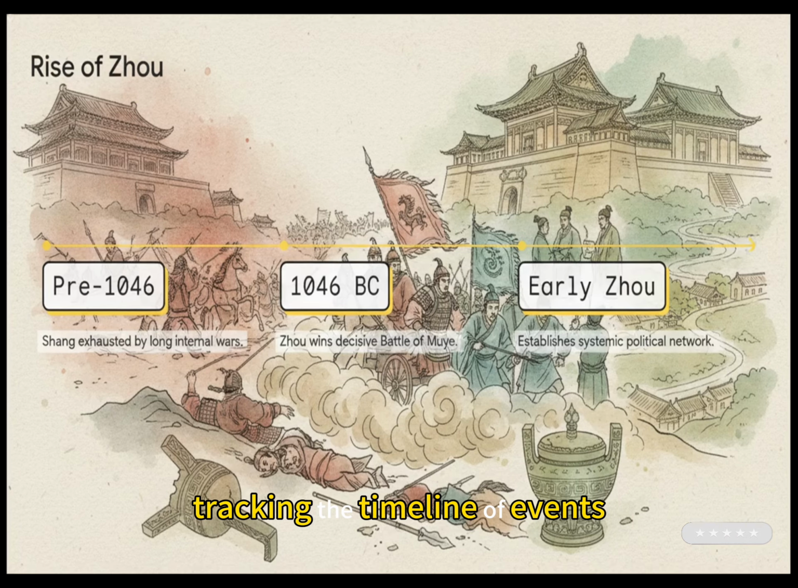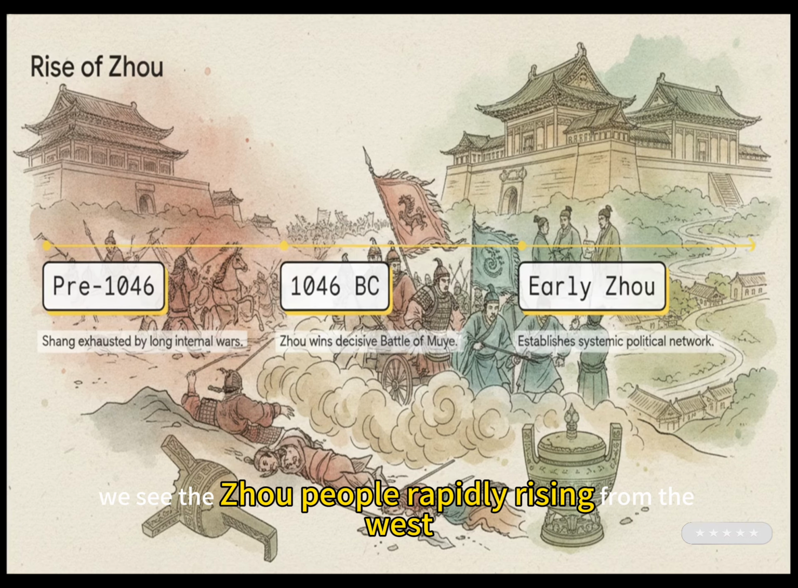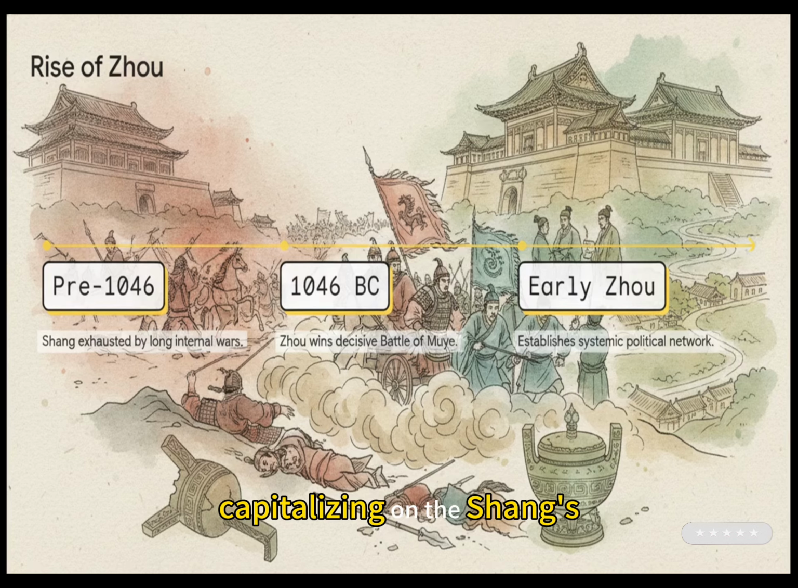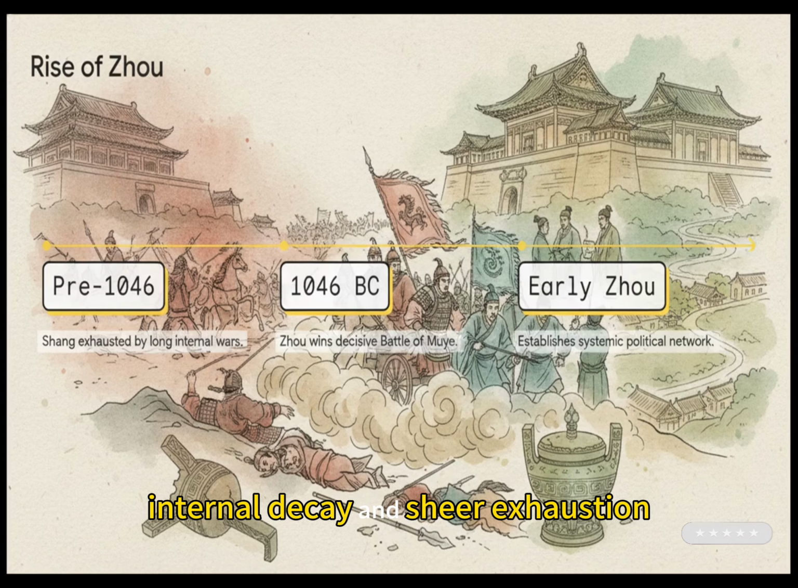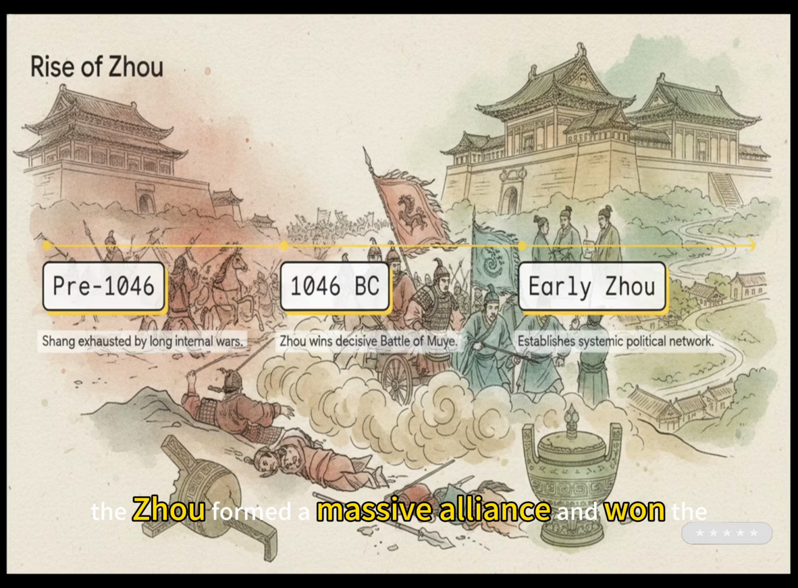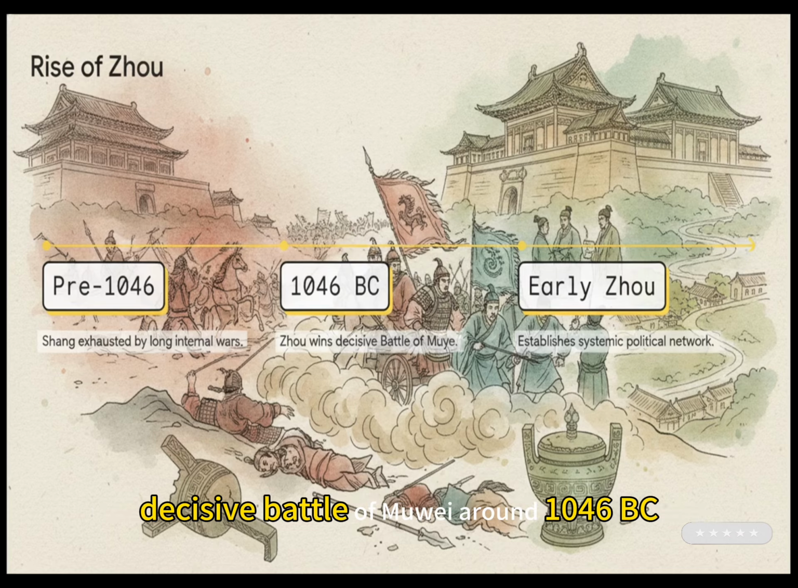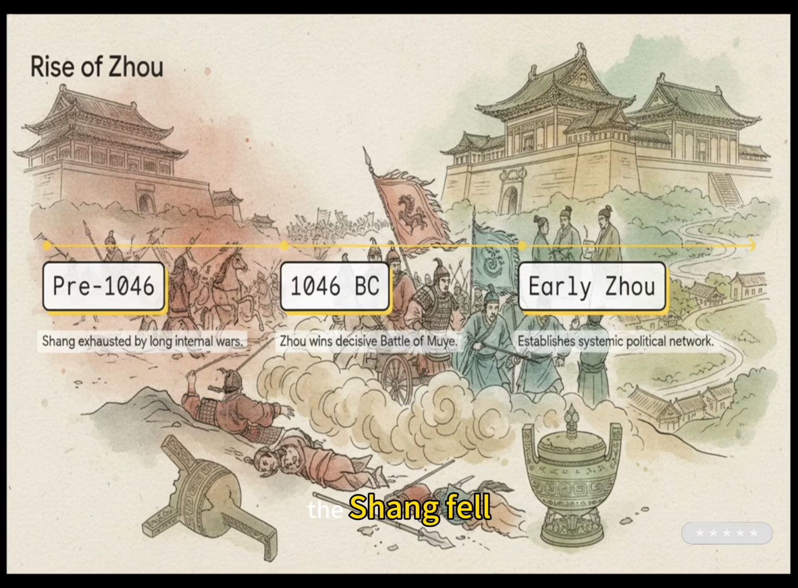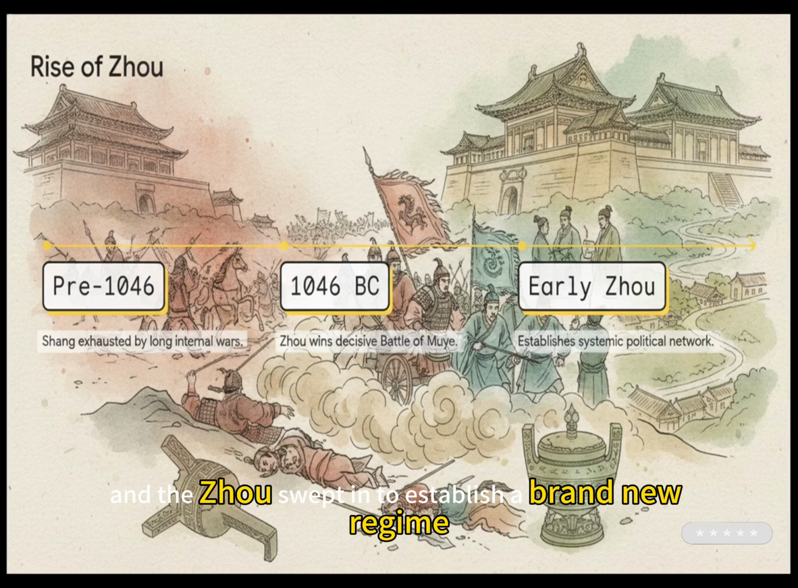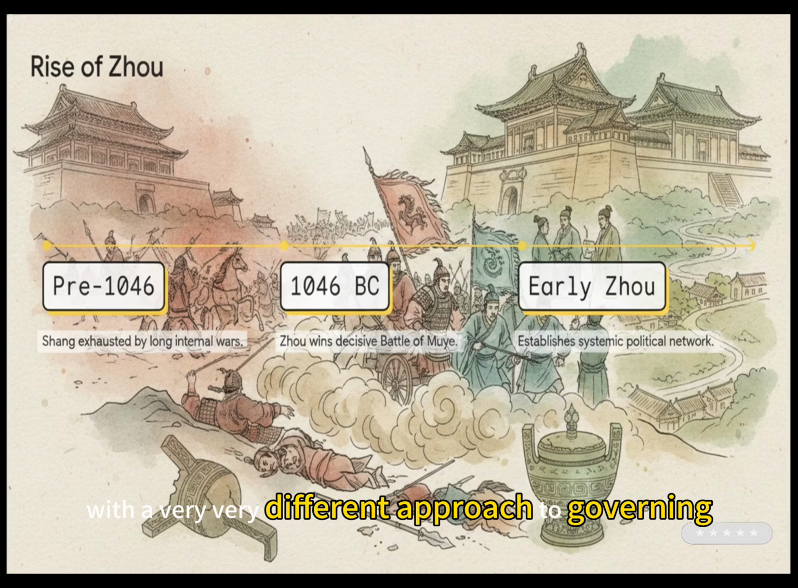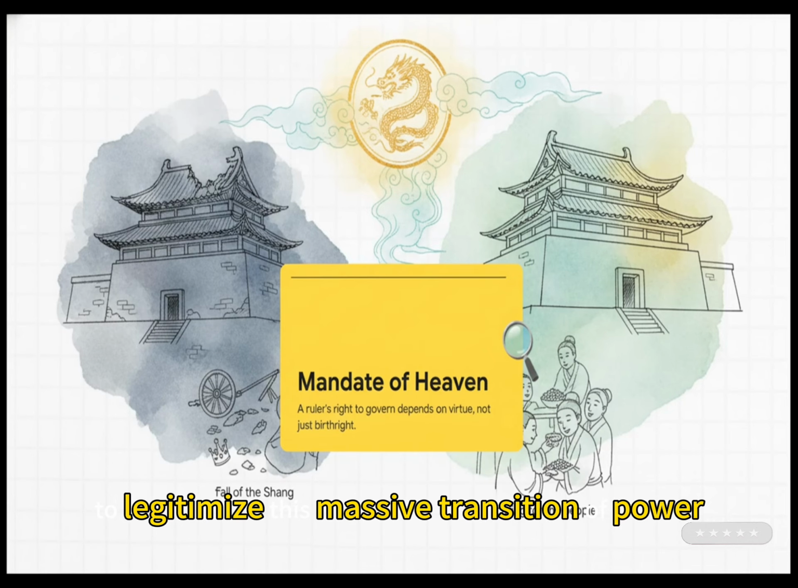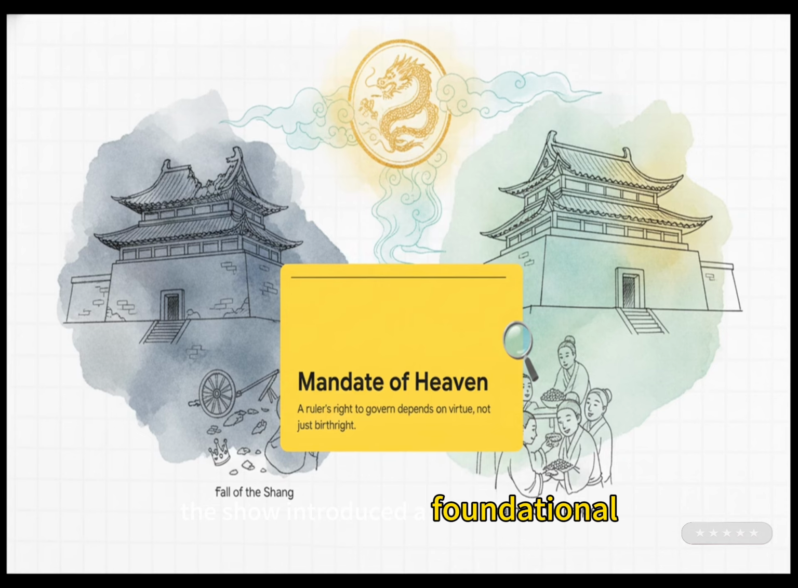Tracking the timeline of events, we see the Zhou people rapidly rising from the west. Capitalizing on the Shang's internal decay and sheer exhaustion, the Zhou formed a massive alliance and won the decisive Battle of Muye around 1046 BC. The Shang fell, and the Zhou swept in to establish a brand new regime with a very, very different approach to governing.